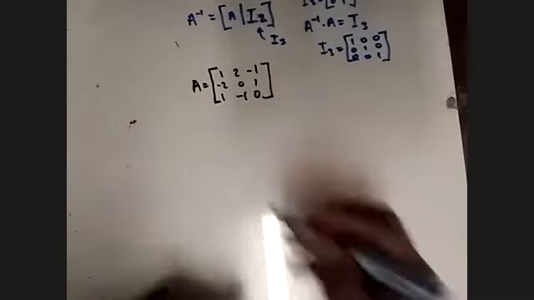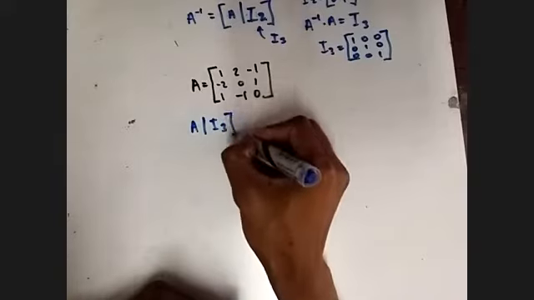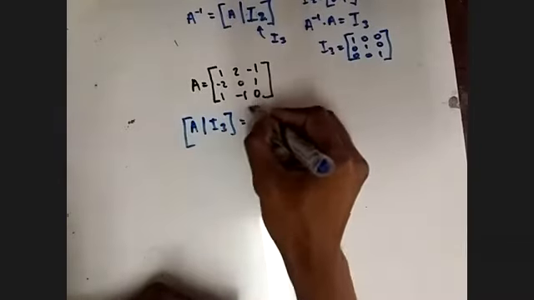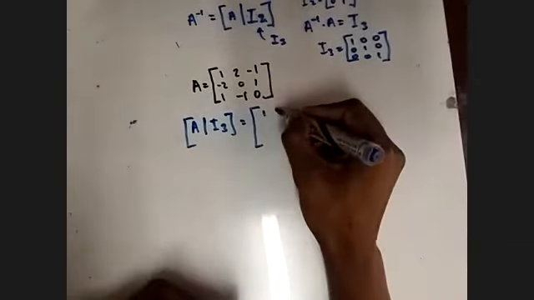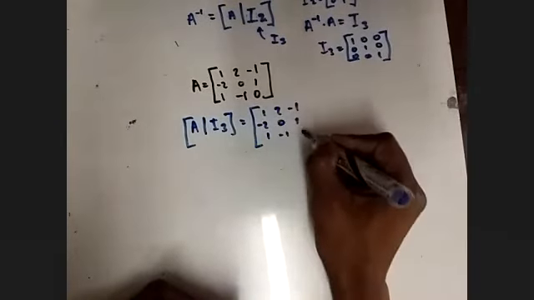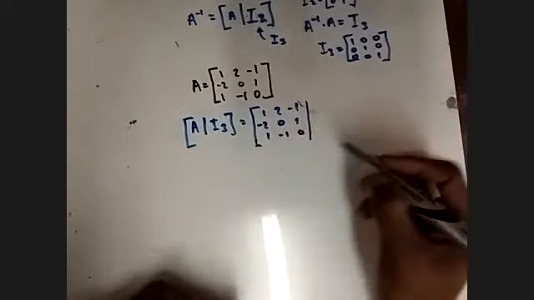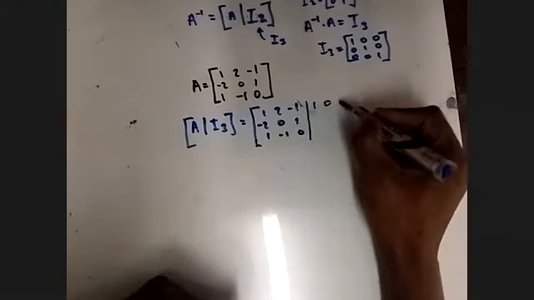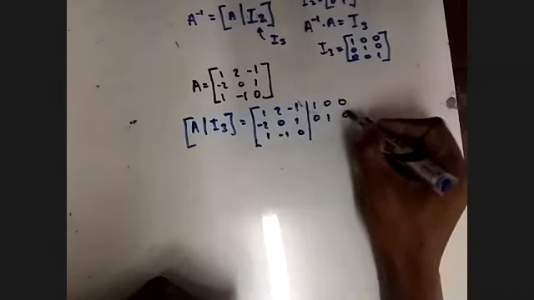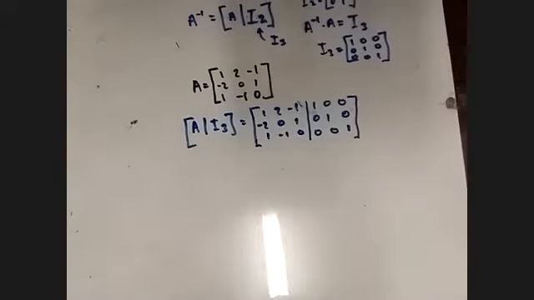Now, let us find AI3. AI3 is given by A, which is 1, 2, -1, -2, 0, 1, 1, -1, 0. So guys, if it doesn't work, just know that these numbers are chosen at random. But this is matrices. They have to, it's a must.